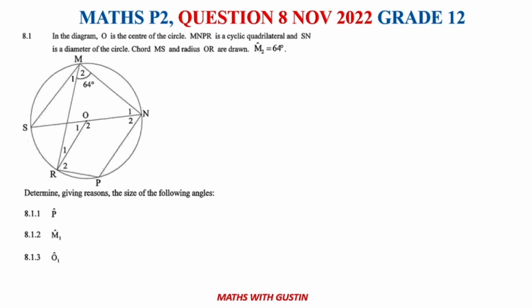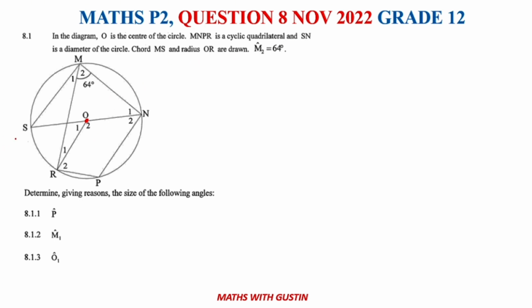In the diagram, O is the center. Okay, very good. This is our center of the circle. Always nice when they give us the center. MNRP is a cyclic quad, and SN is the diameter.